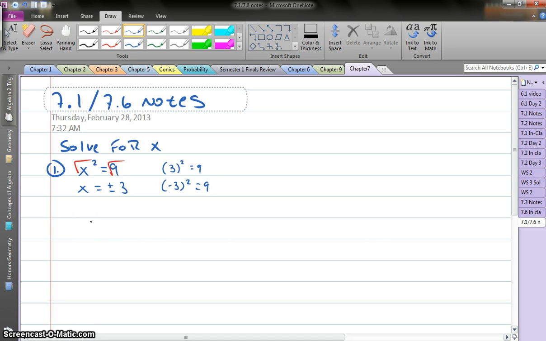Now that we're more familiar with cubed roots, fourth root, right, when that index isn't just 2, we can now solve things of this nature. Let's say I have x cubed equals 27. Well, to get rid of a squared, we do the square root. So to undo a cube, we do a cube root. And we know the cube root of 27 is 3.